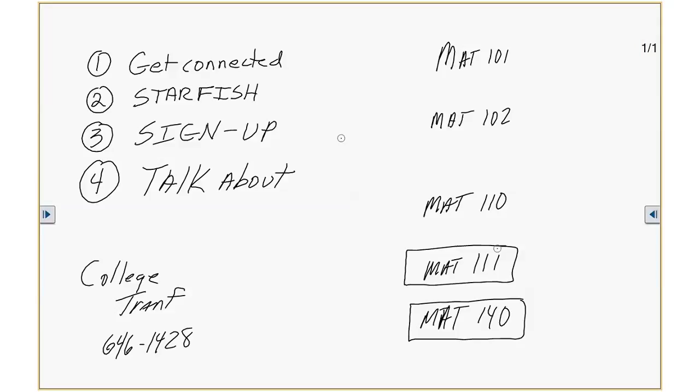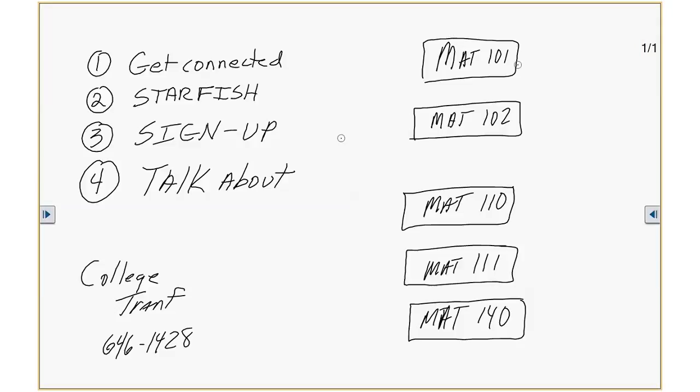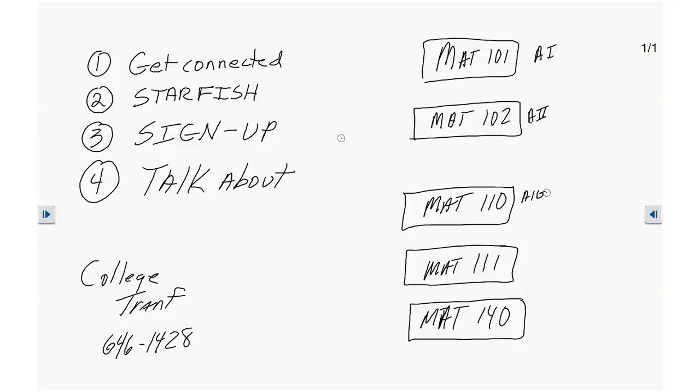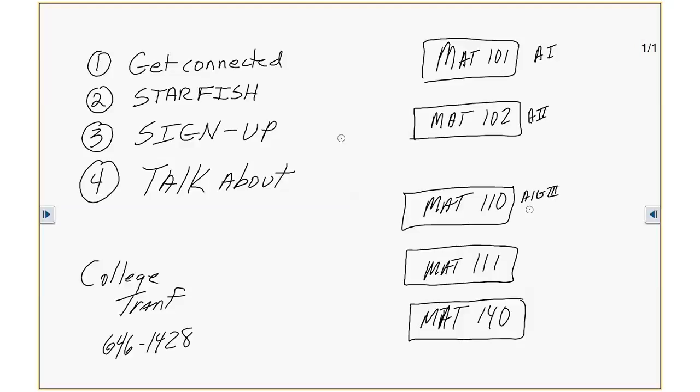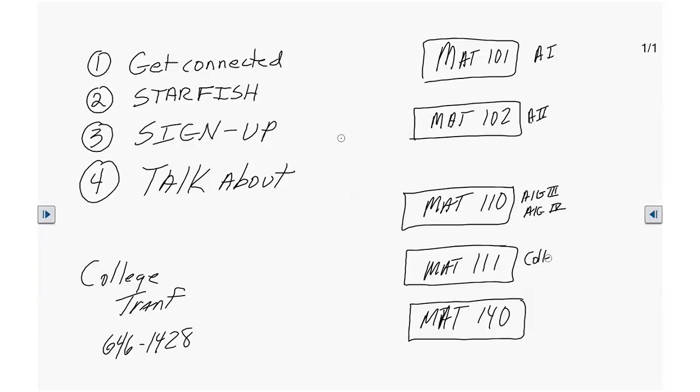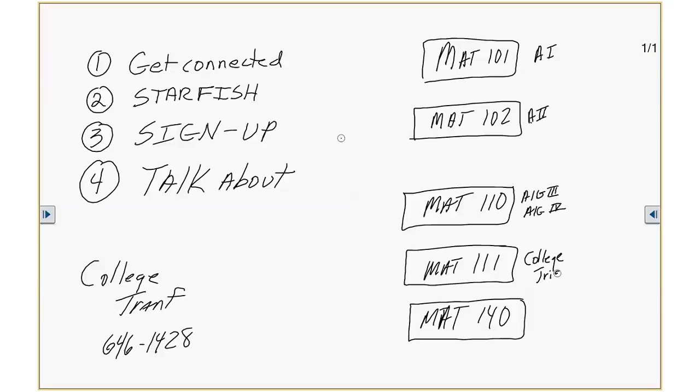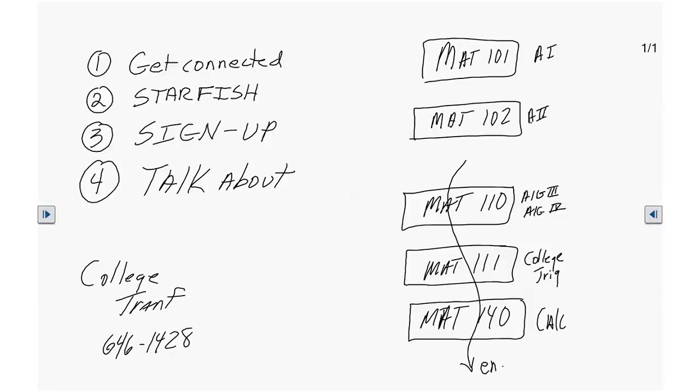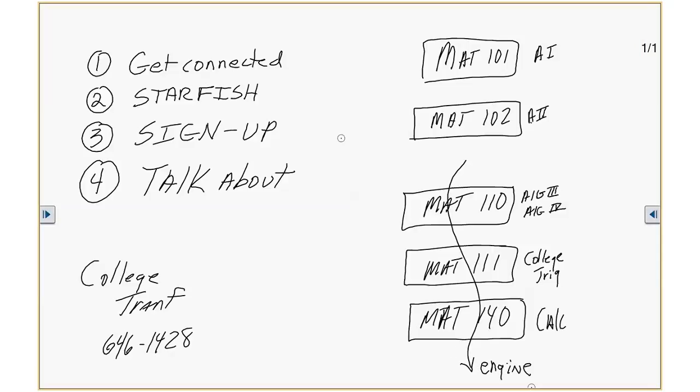I'm just going to call that Calc 1 because this is kind of like Algebra 1. This is kind of like Algebra 2. This is kind of like Algebra 3 and 4. And of course, this is college trig. And this is Calc 1. And then after Calc 1, you take Calc 2, Calc 3, Calc 4. And this is for an engineering track. Engineering and sciences.